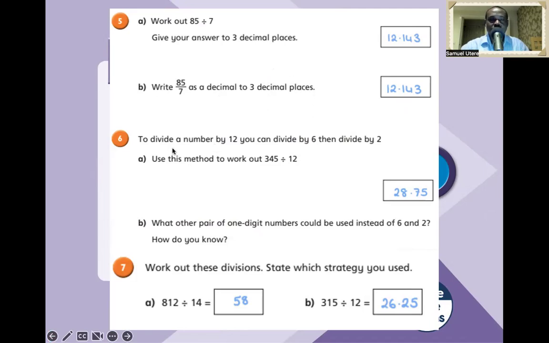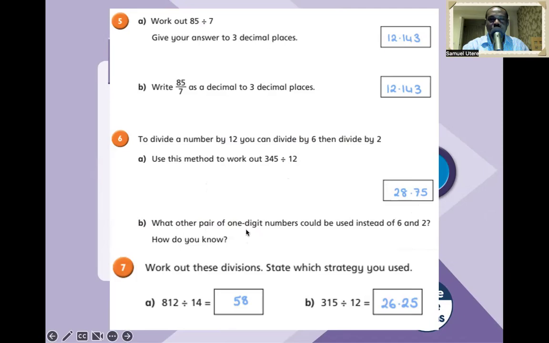Question 6. To divide a number by 12, you can divide by 6, then divide by 2. So use this method to work this out. So again, to use this method to do this, you could do 3, 4, 5. You do your short division, or your bus stop division, the way some people call it. You do this divided by 6, and whatever answer you get, you divide that answer by 2.